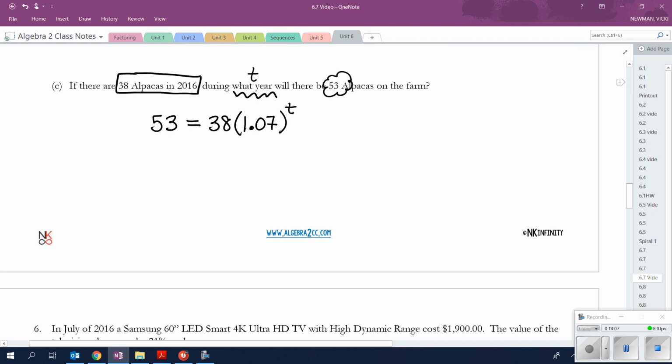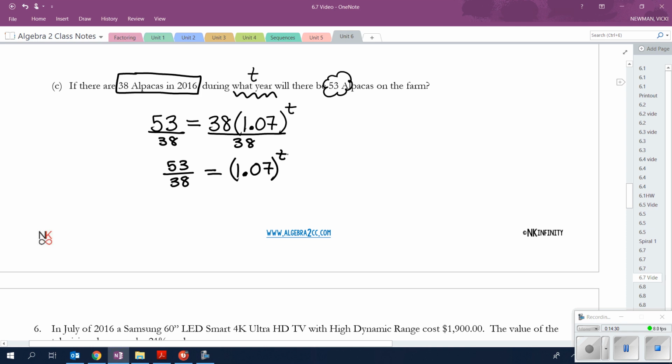What's the weird thing? 1.07 to the t. What does that mean we need to do first? Divide by 38. That's not going to be a pretty number, so don't put it in the calculator. 53 over 38 is going to look uglier as a decimal than it does as a fraction. So leave it. Okay.